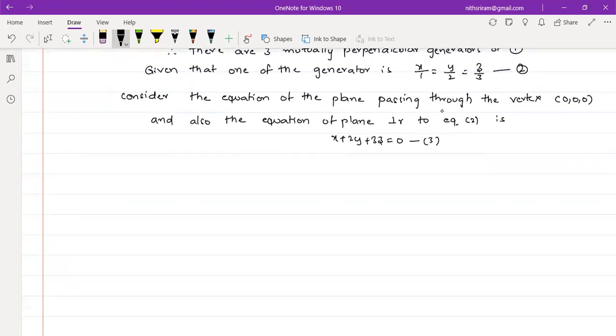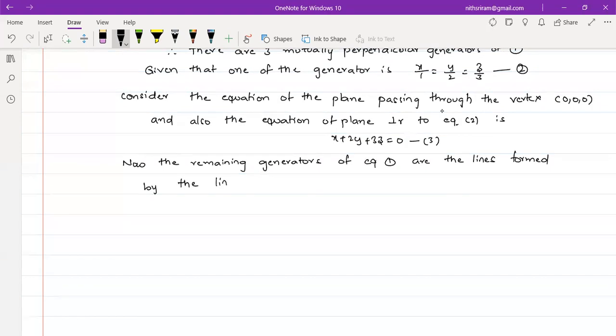now the remaining generators of equation 1 are the lines formed by the lines of intersection of 1 and 3.